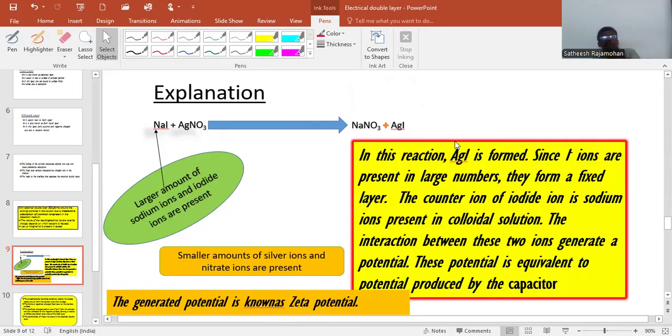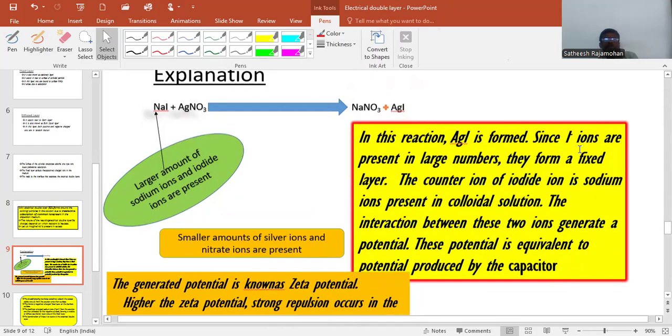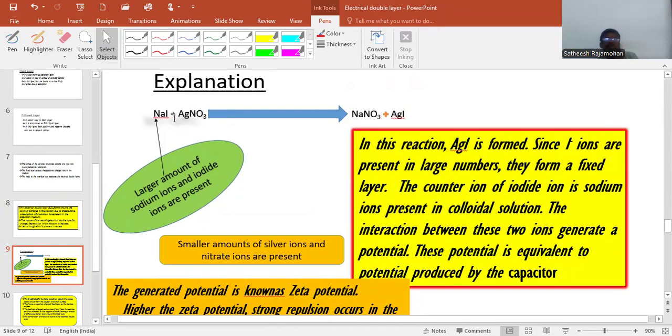As expected, silver iodide precipitate is generated. But one thing you have to keep in mind: since I minus and Na plus ions are present in larger numbers, the I minus ions form a fixed layer. What is the counter ion of the I minus ion? It is the sodium ion. Sodium ions are present in the colloidal solution.